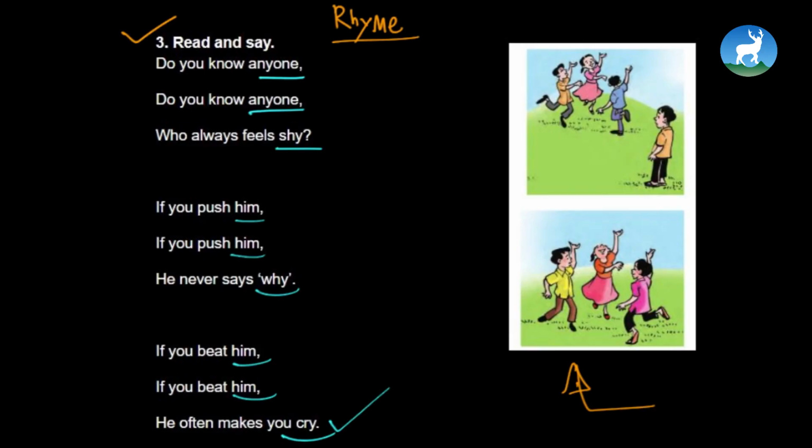So this poem, or the poetic story, is about this boy who feels very shy. A reserved person is someone who doesn't say much, is quiet most of the time. So the boy is also quiet. If you push him, he's never going to say why. And if you beat him, he'll just cry. So, a very sad rhyme. Let's move on to the listening portion.